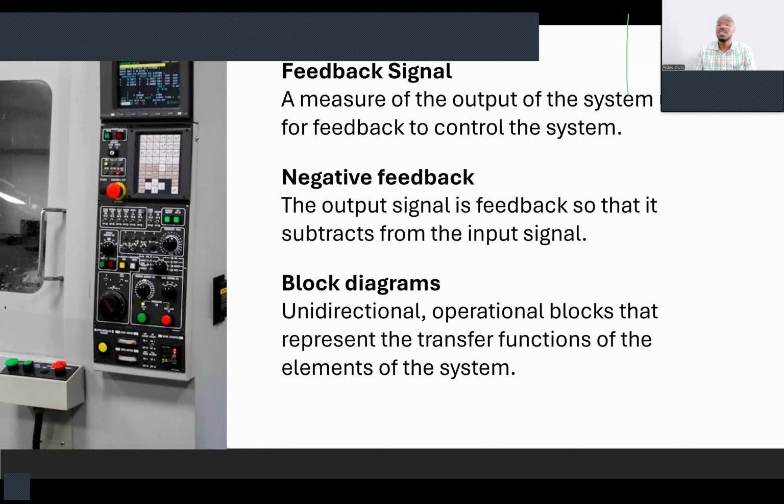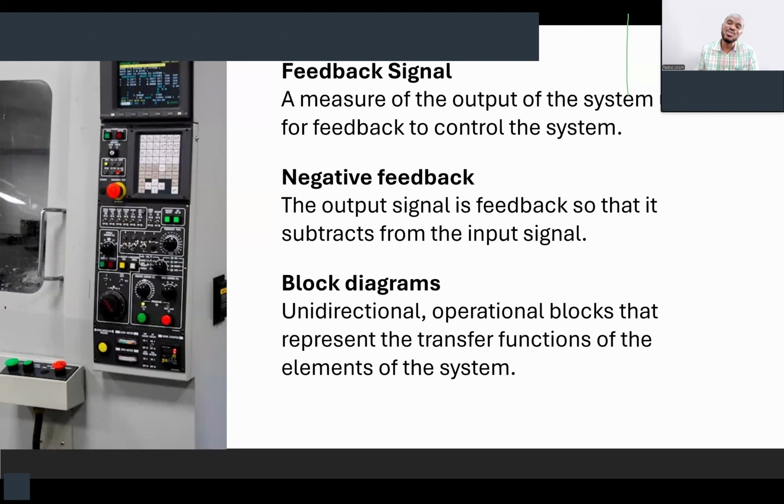What's a block diagram? A block diagram is an arrangement of operational blocks, graphical blocks, that represent the transfer functions of your system. I will define transfer functions when I come to them, but basically it's the equation that tells us what the controller is doing. It's the ratio of your output to your input. But it's not just an ordinary ratio. That's why I say this is maths.